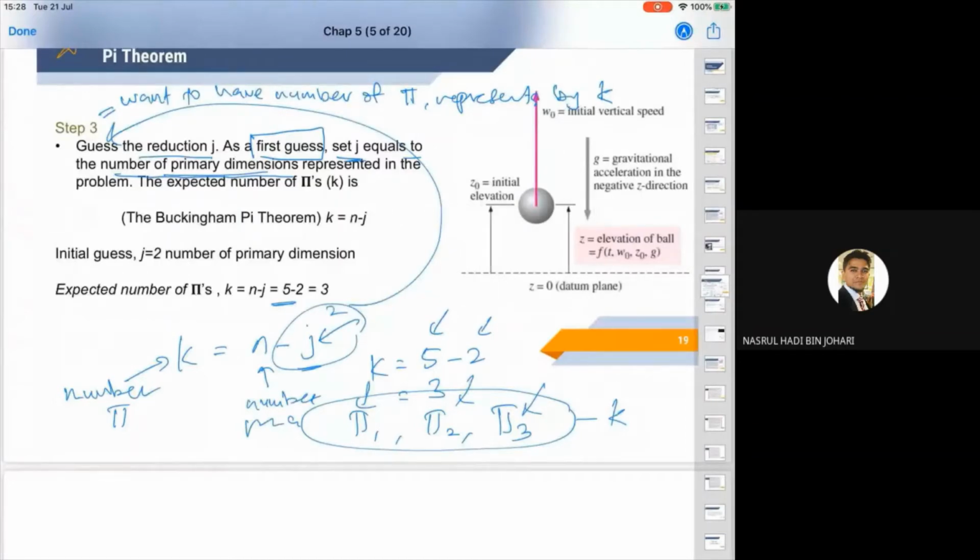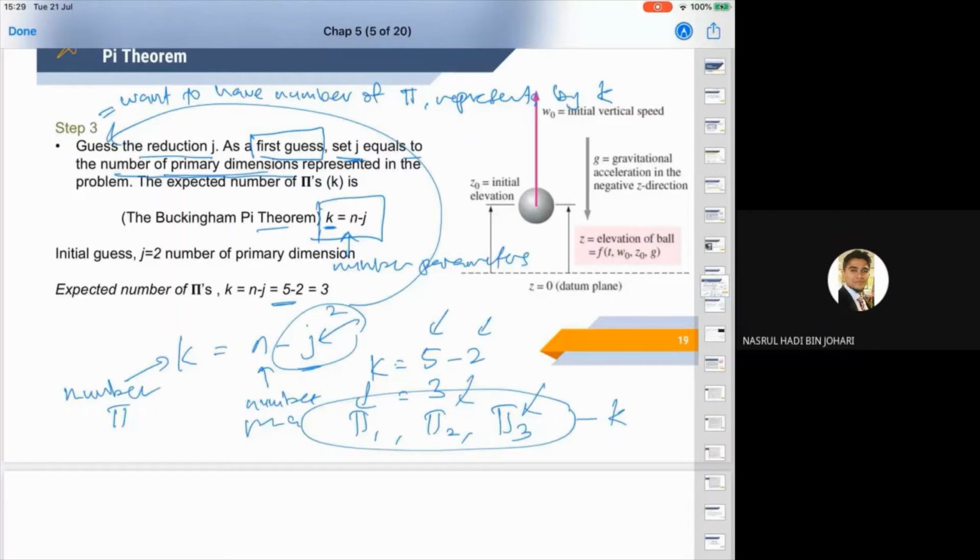So in this case, the Buckingham pi theorem, which is K equal to N minus J. So this is the equation. N, what is N? N is the number of parameters that are involved. So number of parameters kita ada berapa tadi?